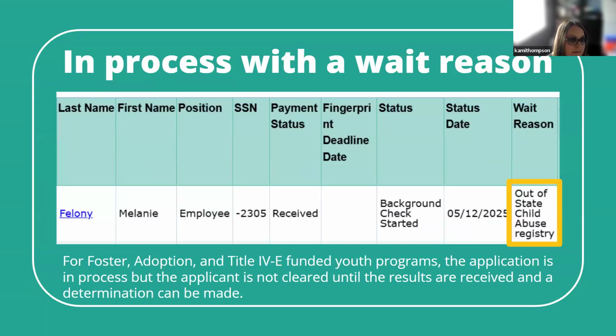And then once you click on that submitted, go over to the right where it says wait reason, and this has out-of-state child abuse registry. This is different from the conditional status. For the foster, adoption, and Title IV-E funded youth programs, this will remain as in process, and the applicant is not cleared to work until we receive those results and a determination can be made. So they will sit as in process, but are not able to work with those specific programs. Next slide.